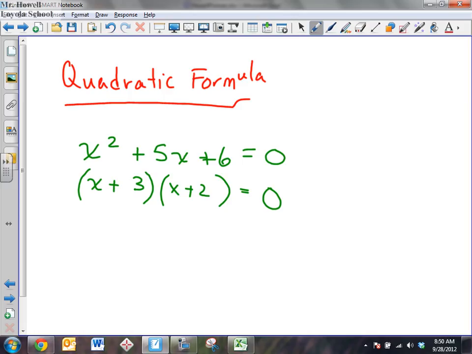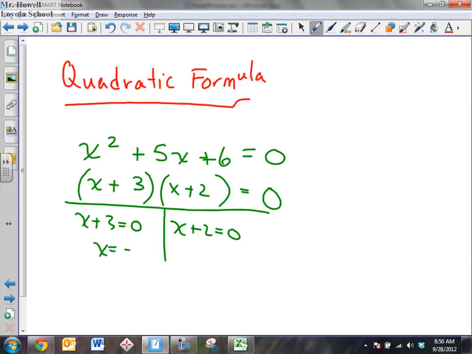Okay? Good. So our solutions for this are two of them. We have x plus 2 equals 0 and x plus 3 equals 0. So we say x equals negative 3, x equals negative 2. And you've all seen this before in factoring. Now, what I'm going to do next is show you a formula that avoids factoring altogether.